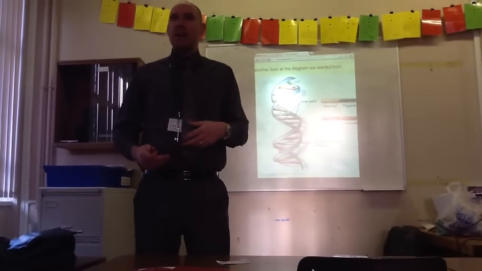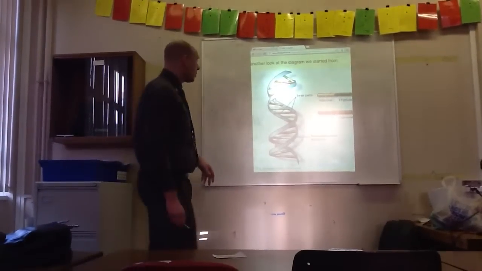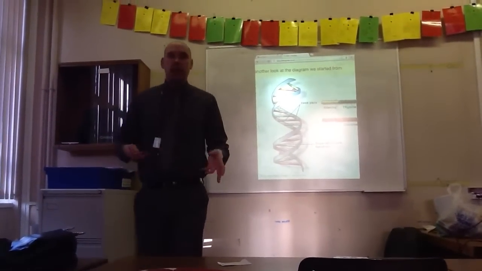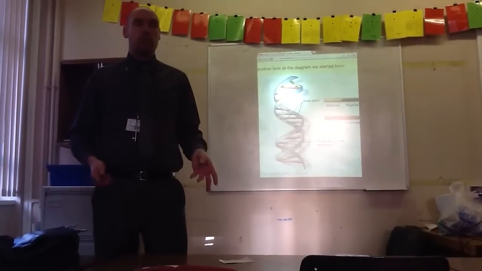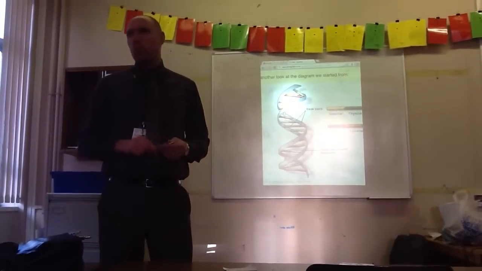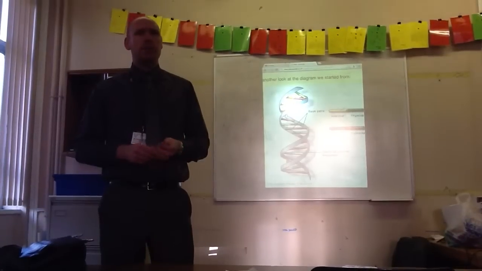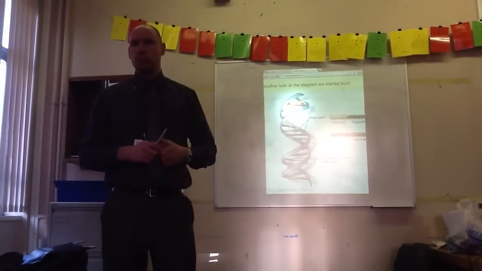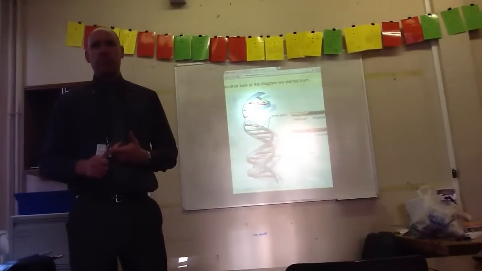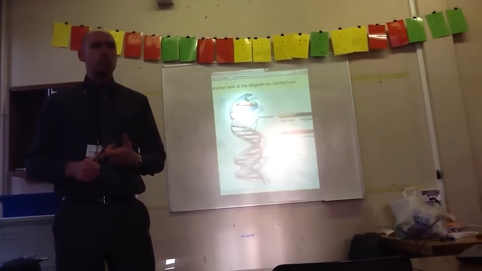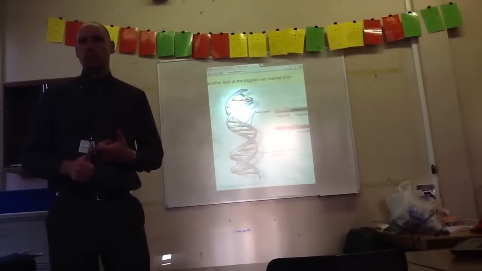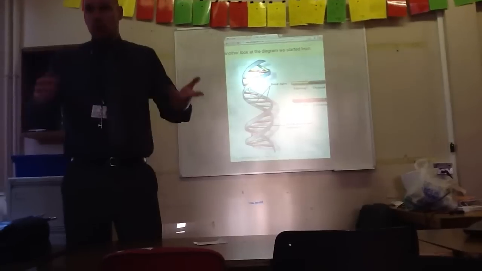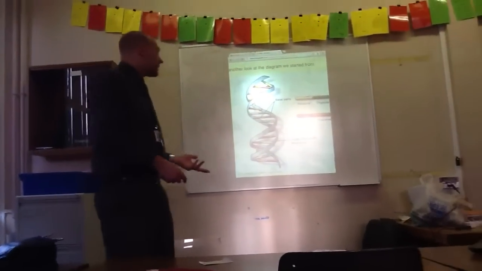I said that DNA needed to be able to store information. We've looked at how the sequence of bases acts like a code. What other properties of DNA did we have? Stable, store information. What else did it have to be able to do? Instruct other parts of the cell. It's got to be able to instruct other parts of the cell.